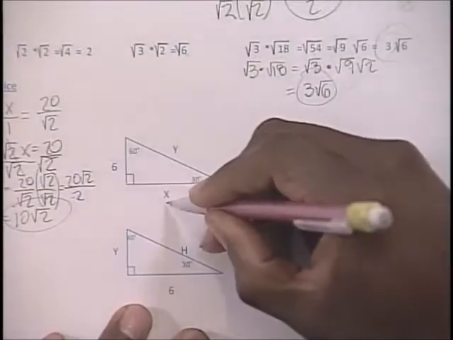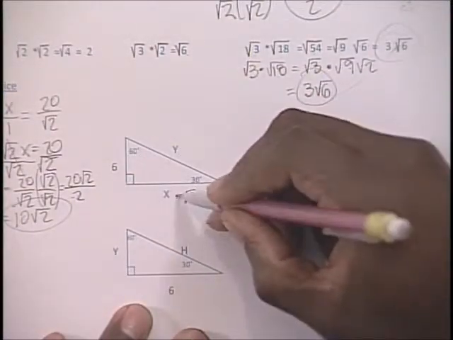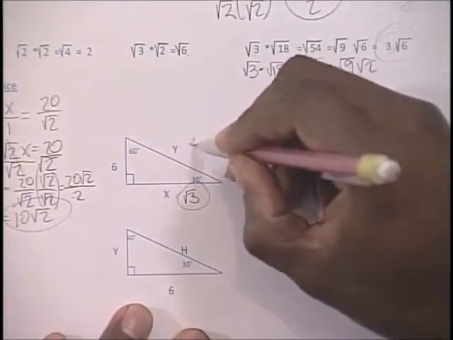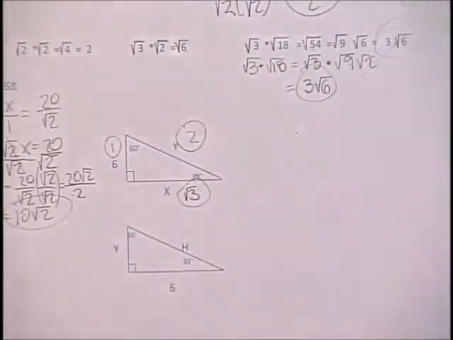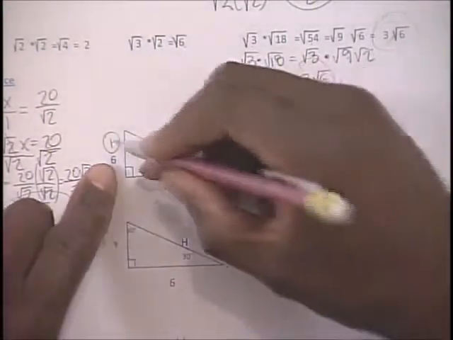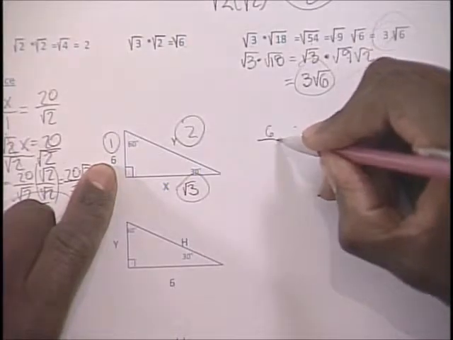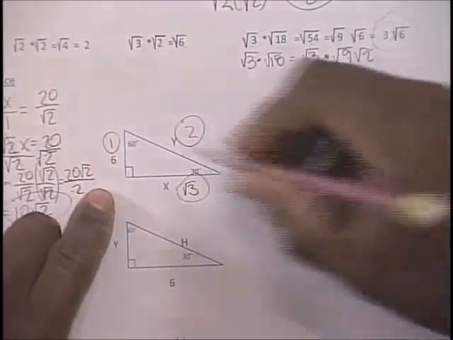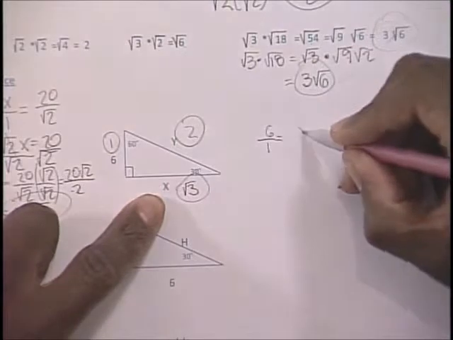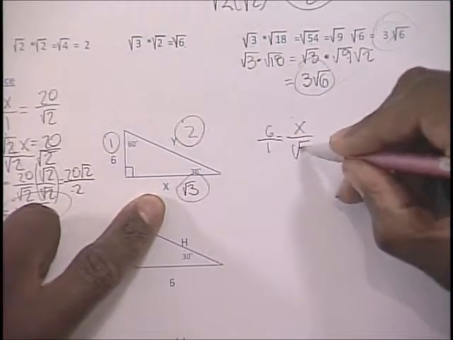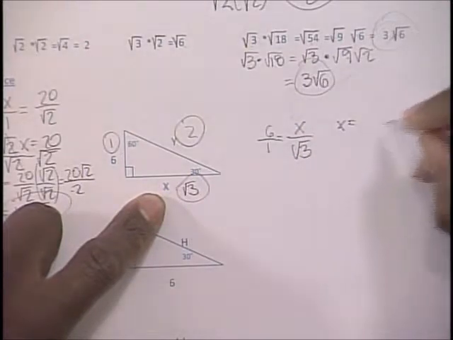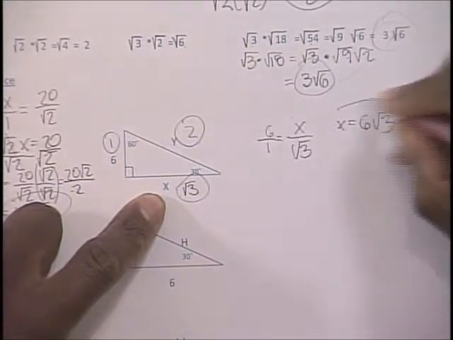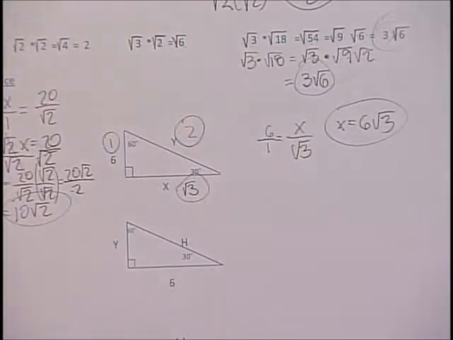All right, so across from the 60, you've got the radical 3. Across from the 90, you've got the ratio 2. And across from the 30, you've got the ratio 1. So now all you're going to do is just set up a proportion. So you got 6 over 1 is equal to x over radical 3. Set up a proportion, and you're going to cross multiply. You're going to get x is equal to 6 radical 3. Final answer for x.